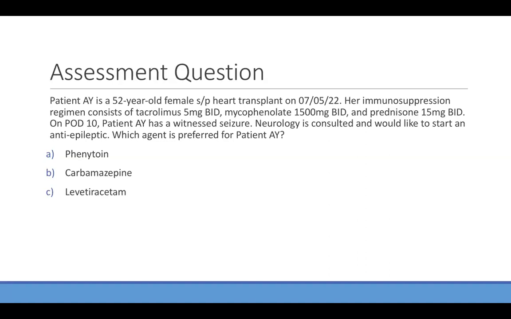All right, so this brings us to our first assessment question. Patient AY is a 52-year-old female, status post-heart transplant on July 5th, 2022. Her immunosuppression regimen consists of tacrolimus 5 milligrams BID, mycophenolate 1500 milligrams BID, and prednisone 15 milligrams BID. On post-op day 10, patient has a witnessed seizure. Neurology is consulted and would like to start an anti-epileptic. Which agent would be preferred for patient AY? Would it be phenytoin, carbamazepine, or levetiracetam?